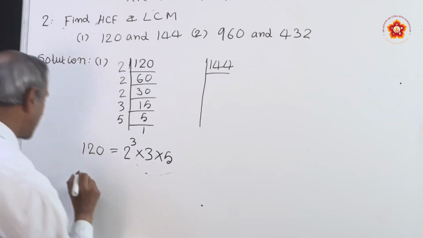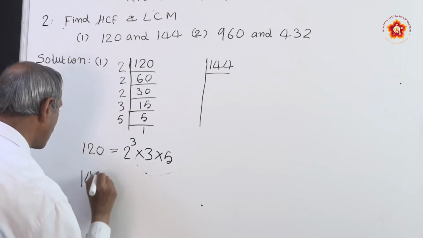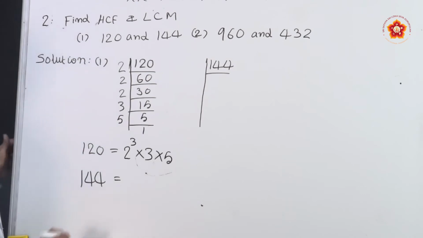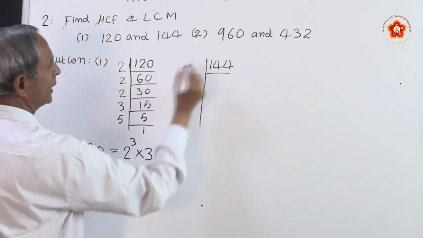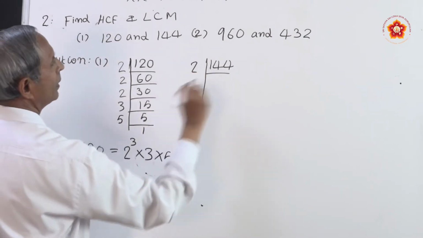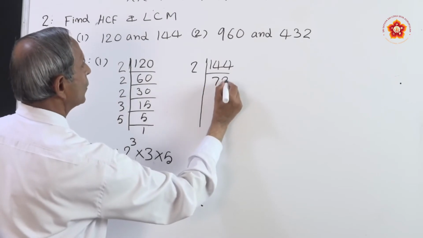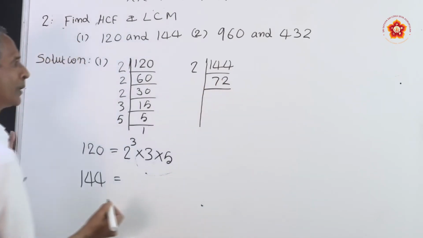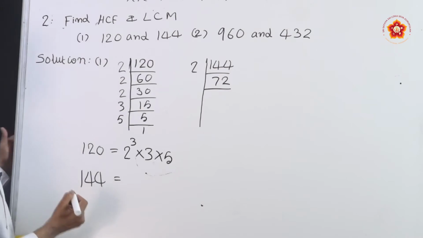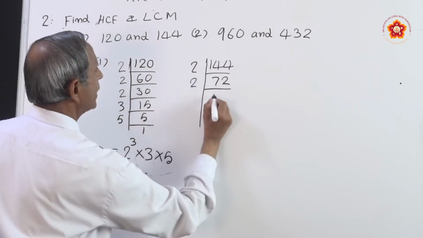Similarly, let us find the prime factors of 144 now. It is also an even number, so it is divisible by 2 only. 2 7s are 14, 2 2s are 4. Once again it is an even number, it is divisible by 2. 2 36s it will go.